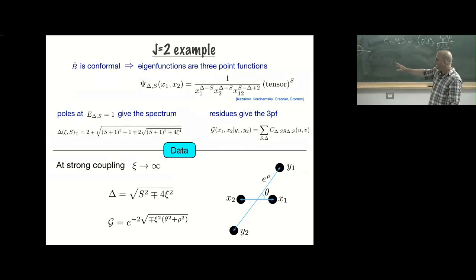Why am I writing it? Because if we are going to derive now a holographic description, it had better reproduce this result for j equal to 2 in the classical limit. So this is going to be one of the tests. Questions?